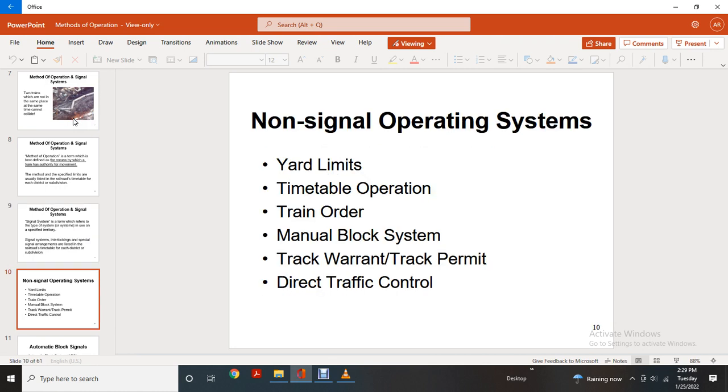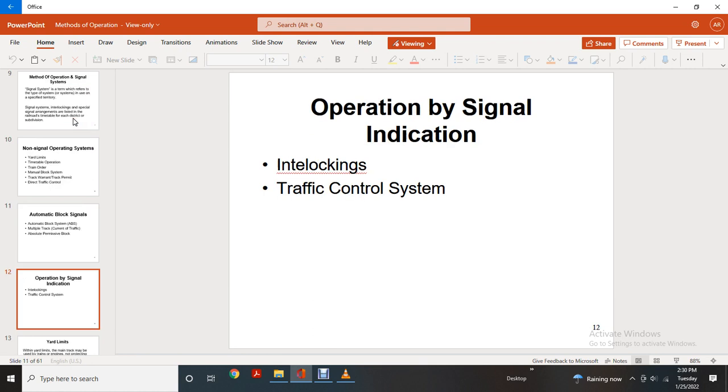Methods of operation include: yard limit, timetable operation, train order, manual block system, track warrant, track permit, direct traffic control, automatic block system, multiple track, absolute permissive block, and interlocking traffic control system.